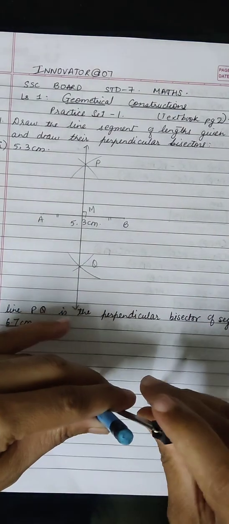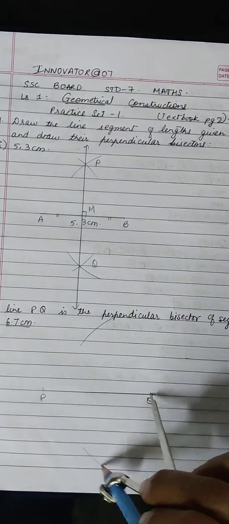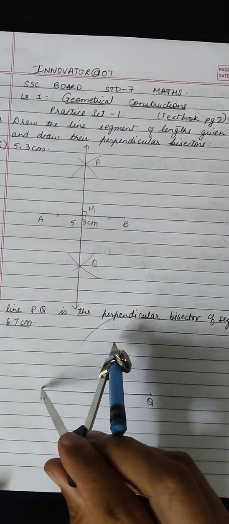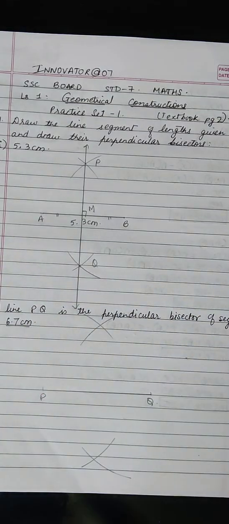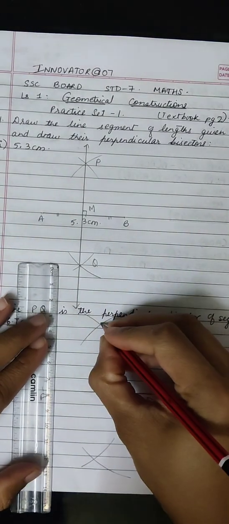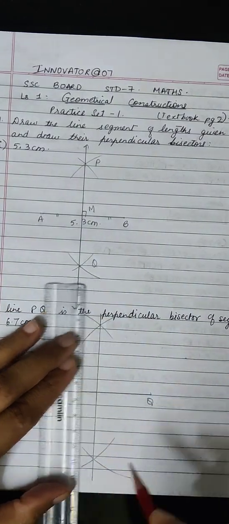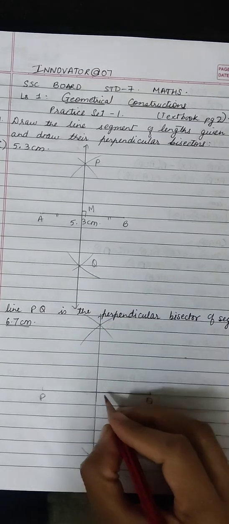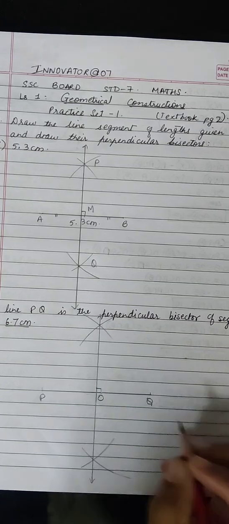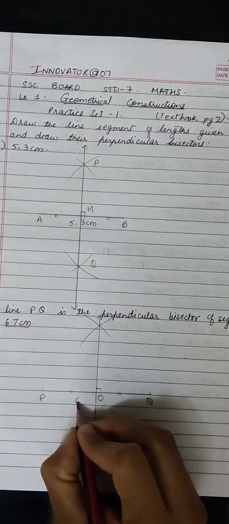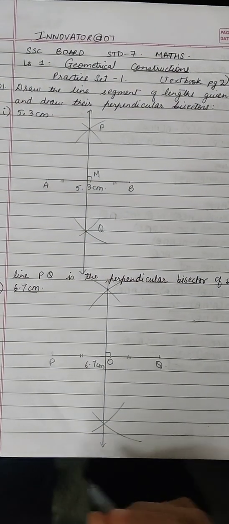Again, more than half, 1 cut up, 1 cut below. Keep it on the next point, 1 cut up, 1 cut below. And then where the 2 points are there, draw the line. So the cut on the main line, this is the perpendicular bisector and I am naming it as O. How much is the line segment we made? 6.7 centimeter.